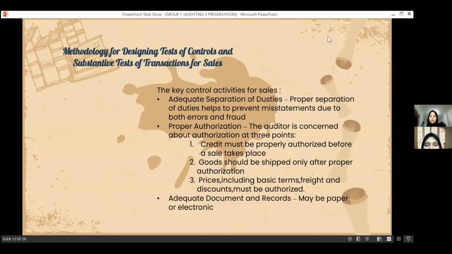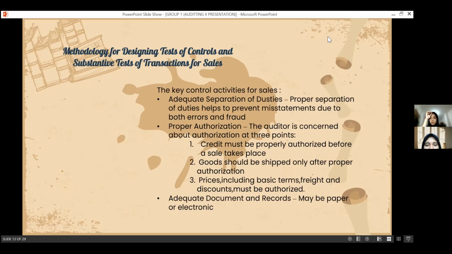The first, credit must be properly authorized before a sale takes place. The second, goods should be shipped only after proper authorization. The third, prices, including basic term, freight, and discounts, must be authorized. The first two controls are meant to prevent the loss of company assets by shipping to fictitious customers or those who will fail to pay for the goods. Price authorization is meant to ensure that the sale is billed at the price set by company policy.